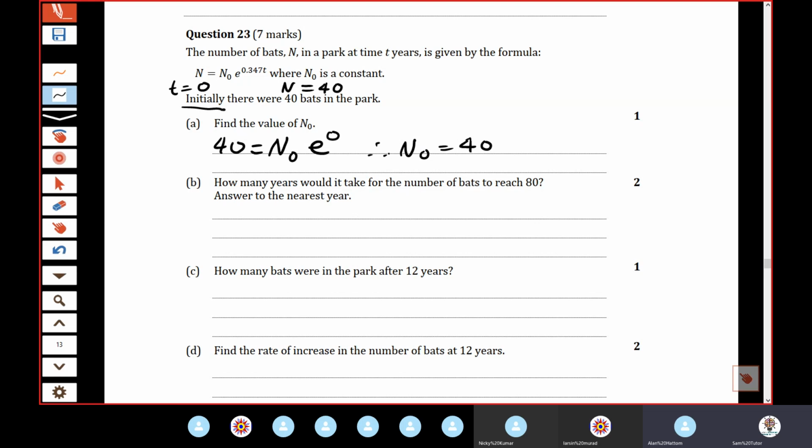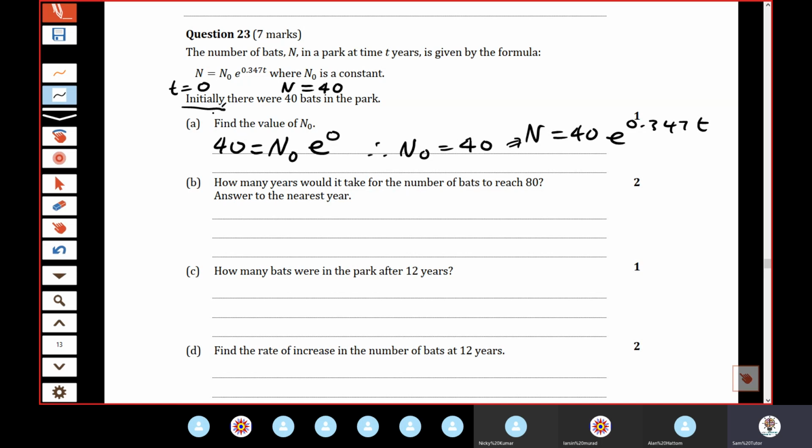Sure. All right, so there it is, N naught equals 40, and then what do we have? We've got N equals 40 e to the 0.347 t. That's technically the new equation we have now. Any questions? Larson, any questions from you? Yeah, just the rest as well. Sorry? The rest, like... Oh, no. I'm saying any questions there? Oh, no. The key thing there you have to realize is the word initially.